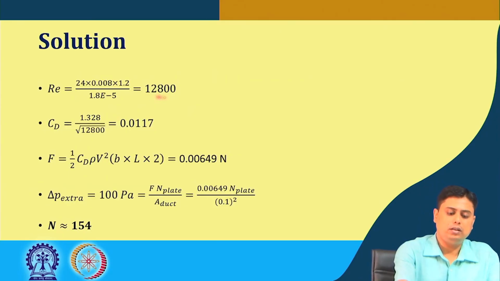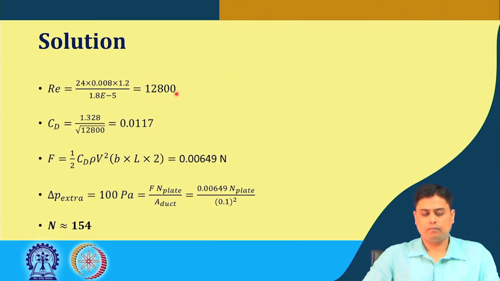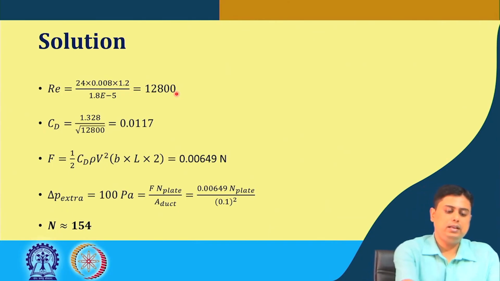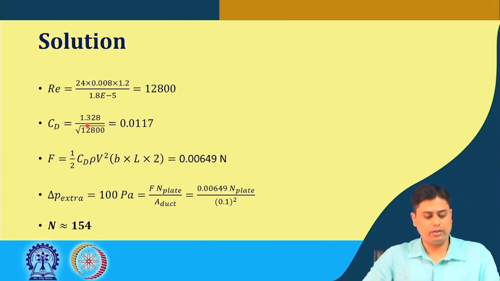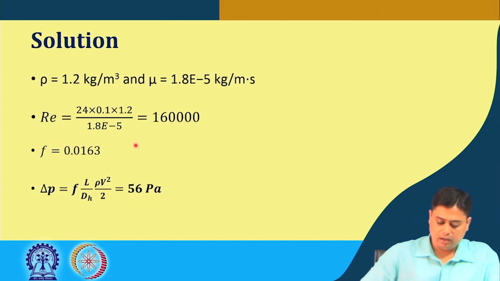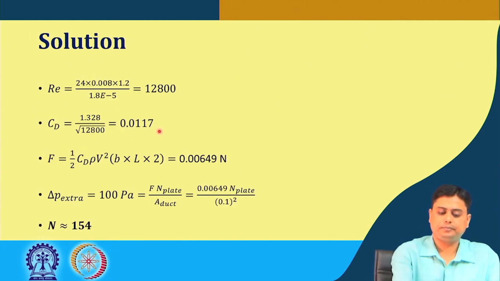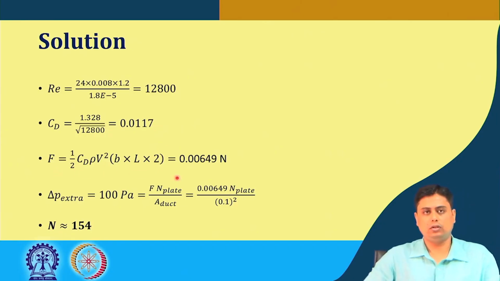So for a single flat plate, we can see the Reynolds number is this value, which is laminar in this case for this flat plate. And then there is a correlation for this kind of flow, that CD is nearly 1.3 or 1.4 divided by the square root of the Reynolds number. So by doing that, we find out the value of CD, because this CD is required to calculate the drag force on a single plate.